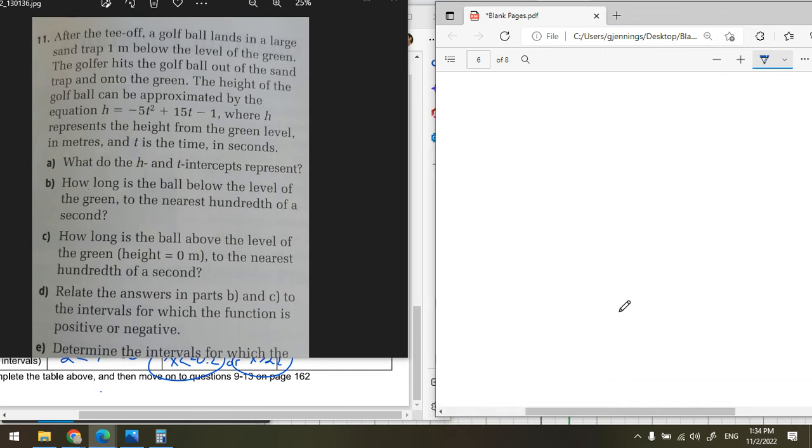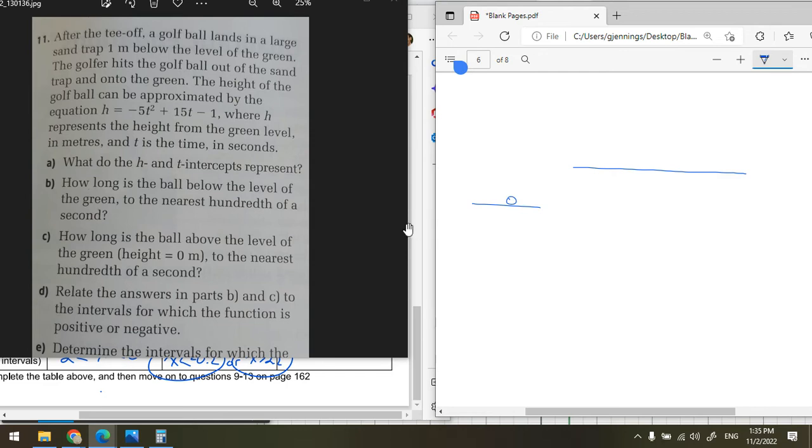Okay, here we go. That's good. Zoom level. Here. So the ball is going to start 1 meter below the green. So it's like down here, and the green is up here. So that's where we want to get this golf ball, okay?